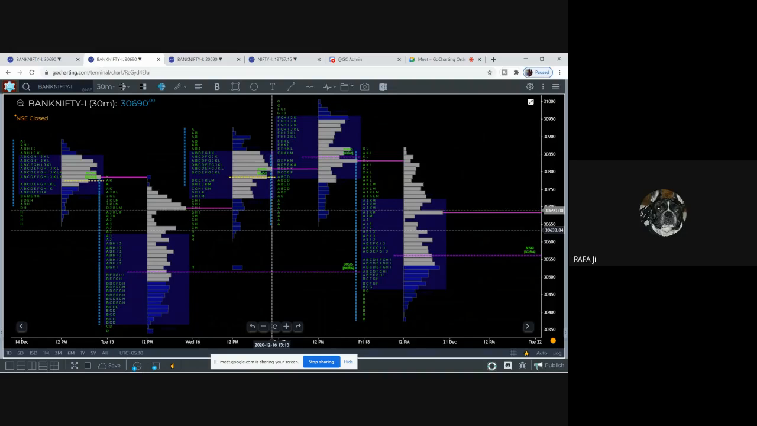And this is keeping in context the opening, or where the market opens: within the value area, outside the value area, or just below the value area, or just above the value area.